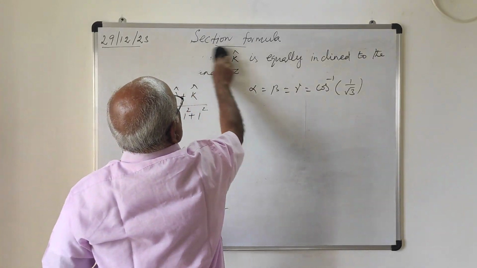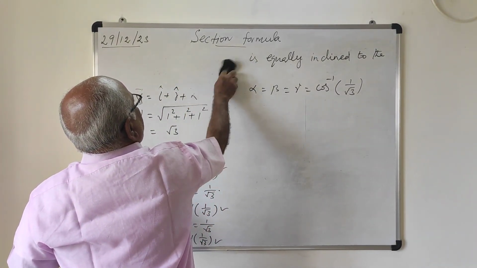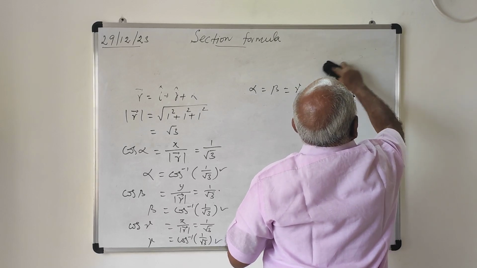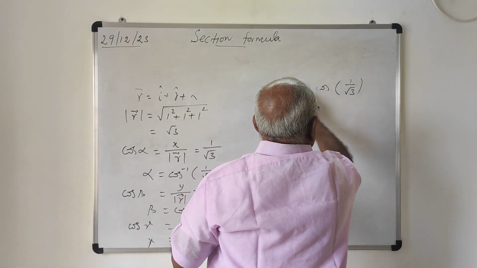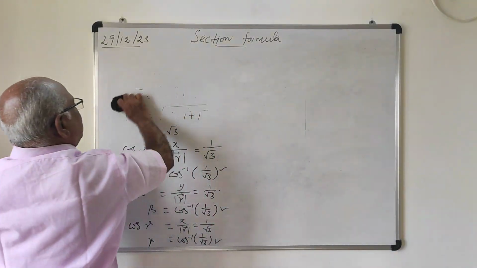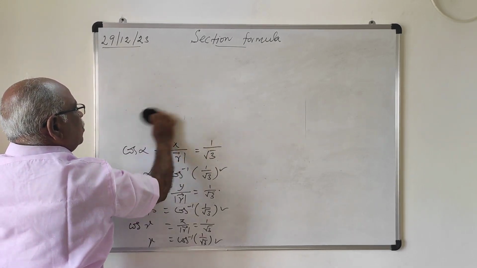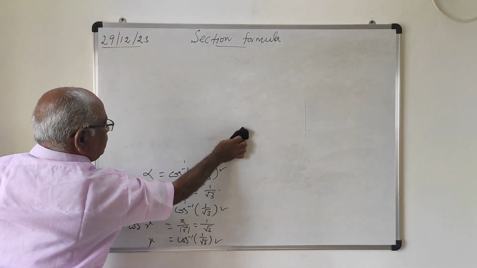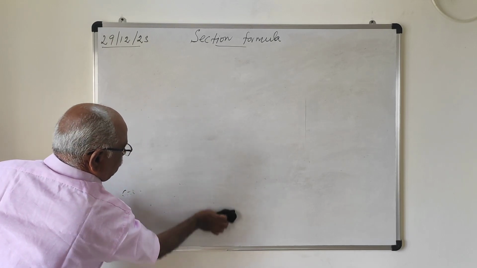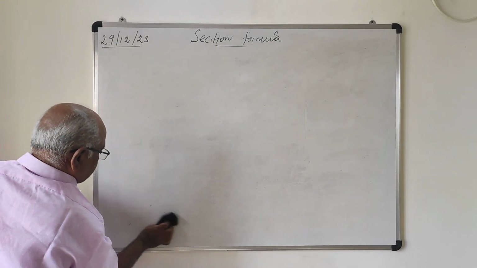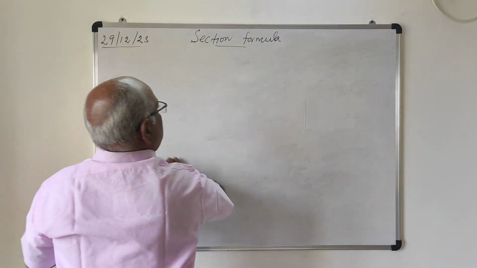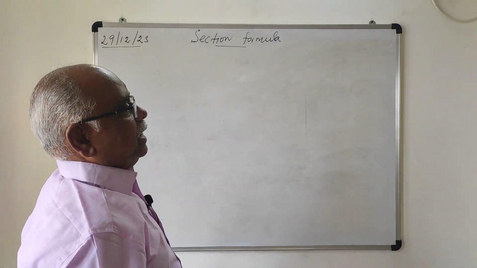Next, I am going to introduce the section formula. I already told you, the position vector of a point dividing the line segment joining two points. If the point divides the line segment in the ratio m:n internally, what is the position vector of the point? We have to find it by the section formula.